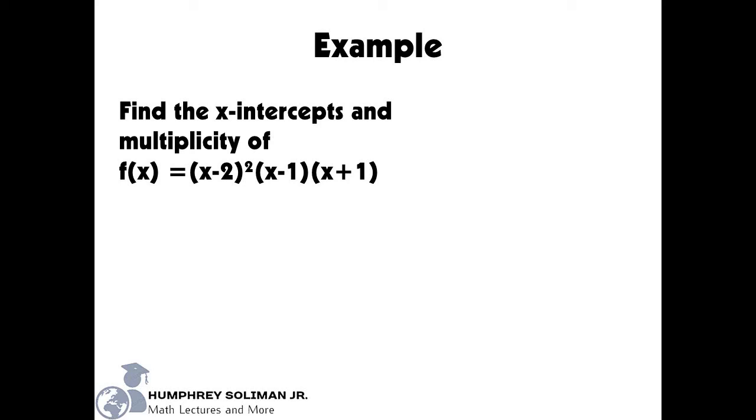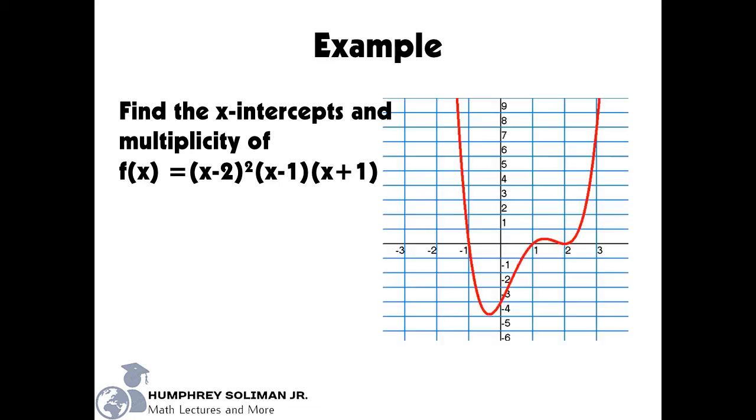Find the x-intercepts and multiplicity of f of x equals the quantity x minus 2 squared, times the quantity x minus 1, times the quantity x plus 1. The graph will look like this. Because, if we multiply and expand this, we will have f of x equals x raised to 4, minus 4x raised to 3, plus 3x squared, plus 4x, minus 4.